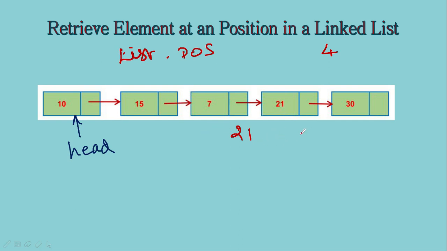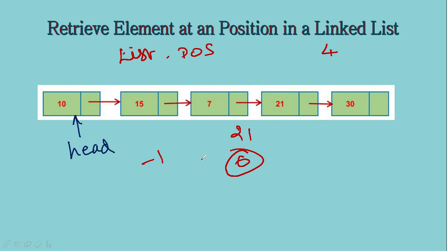And if the position is not valid, for example, if the position is given as 0, since we are following human indexing, the nodes are numbered from 1, right? 1, 2, 3, 4 and so on. So if the value is 0 or negative, then we should return -1, indicating that the position is not valid. Similarly, if the position value is greater than 5, because there are only 5 nodes in this linked list, then we have to return -1. That is the objective of this code.